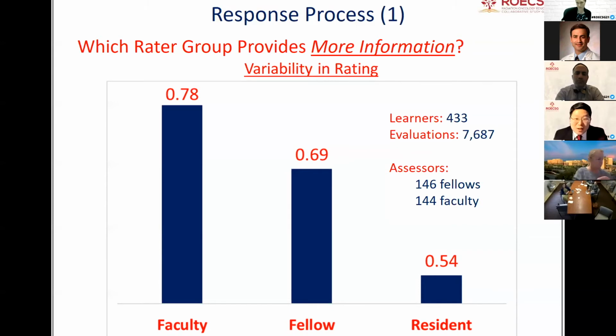We were able to do this for faculty, for fellows, for advanced learners, and also for peer resident evaluations. As you can see here, the faculty evaluations had high levels of variability or discrimination. So the higher, the better here. And this is in some sense intuitive, because faculty will know what to observe when it comes to patient care, when it comes to the specific clinical skills that they want to assess.